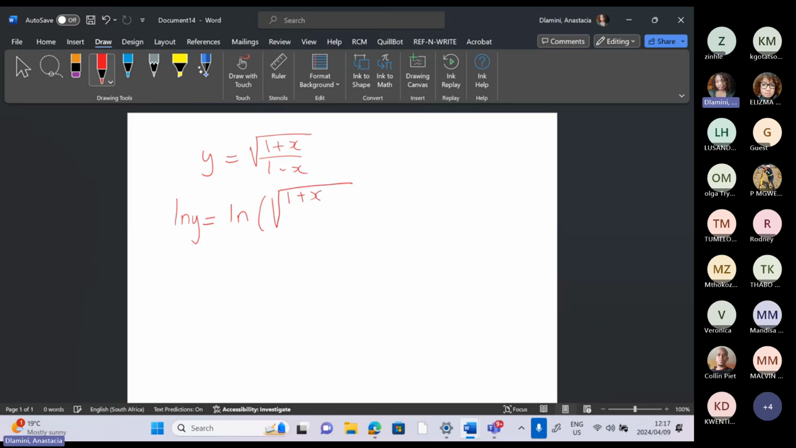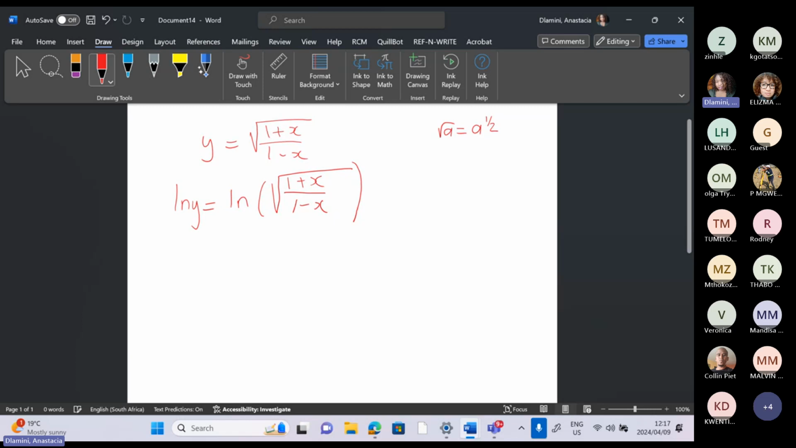So ln of the square root of (1 plus x) over (1 minus x). Now we start to simplify. We know that if we have the square root of a, this is the same as a to the power of half, right? So let's do that. So this is ln of y equals ln of ((1 plus x) over (1 minus x)) to the power of half.